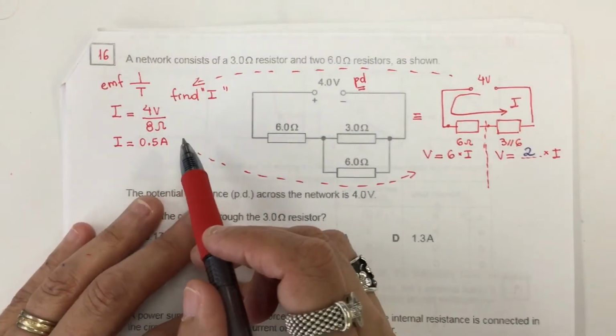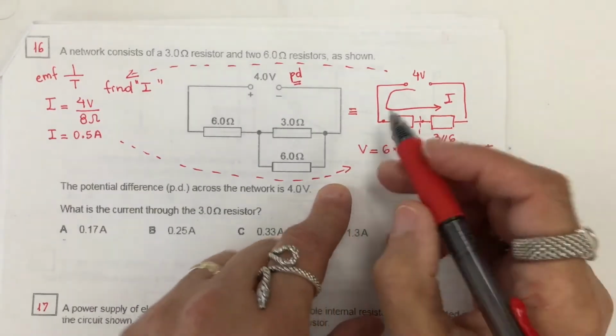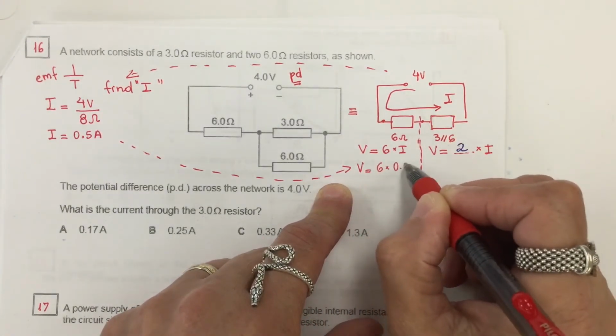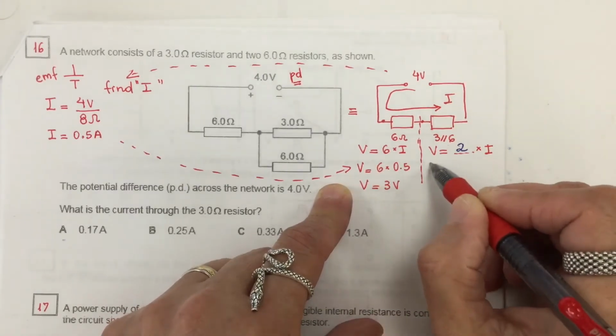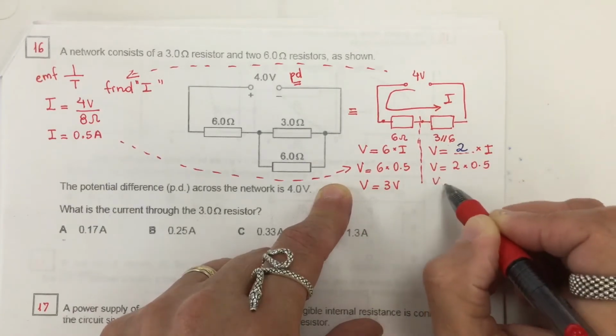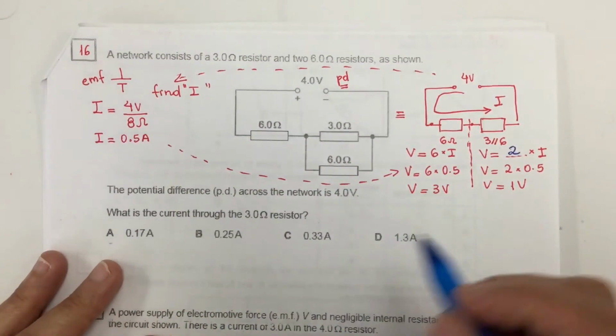Now with this information, let's go back to where we stopped. Now we have V is 6 times 0.5, so V is 3 volts, and V here is 2 times 0.5, and V here is 1 volt. Voila! Makes so much sense.